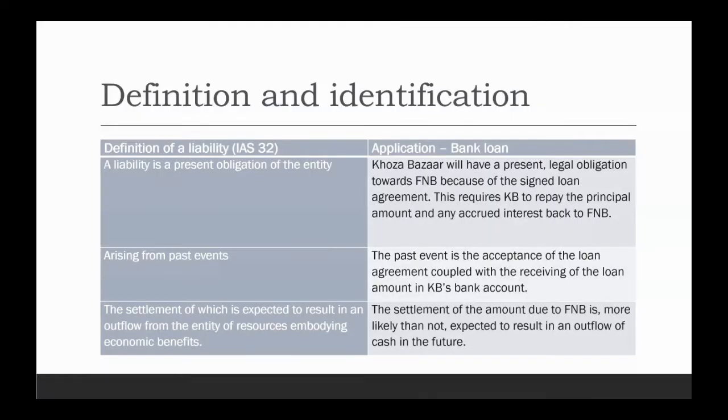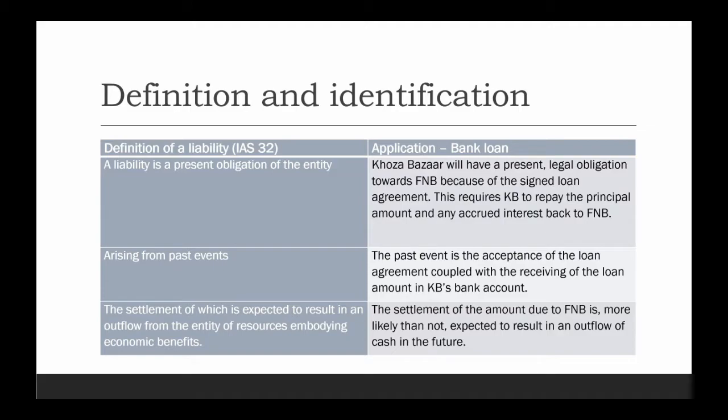So a liability is defined in IAS 32 as a present obligation of the entity arising from past events, the settlement of which is expected to result in an outflow from the entity of resources embodying economic benefits. The definition can be applied to a bank loan in that Khoza Bazaar will have a present legal obligation towards F&B because of the signed loan agreement. This requires Khoza Bazaar to repay the principal amount and any accrued interest back to F&B.